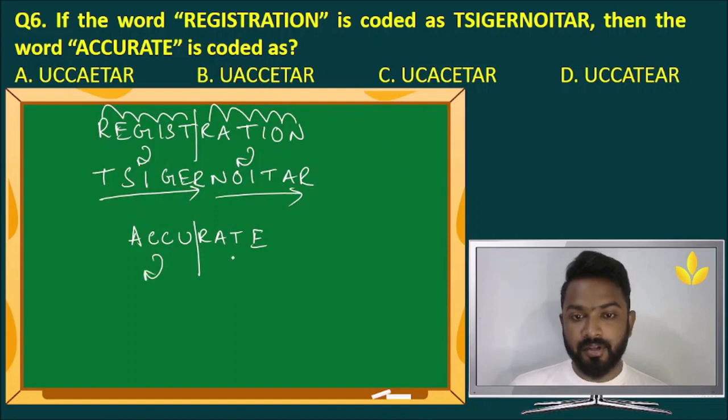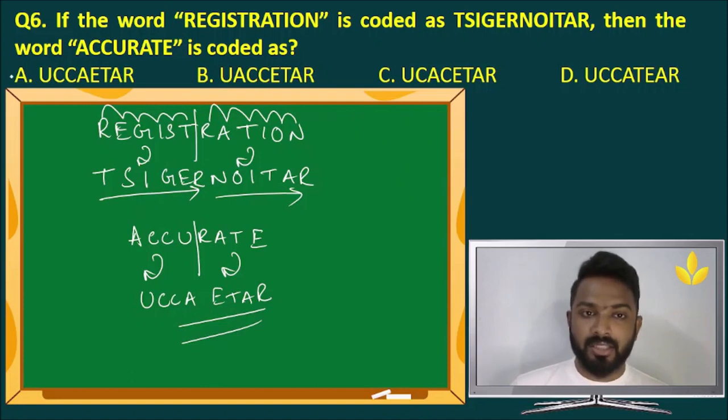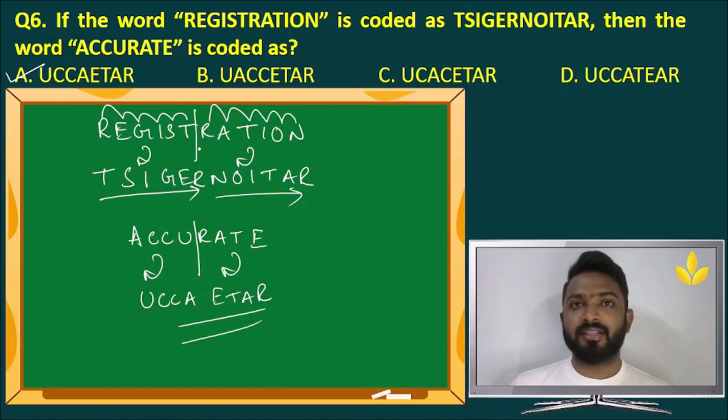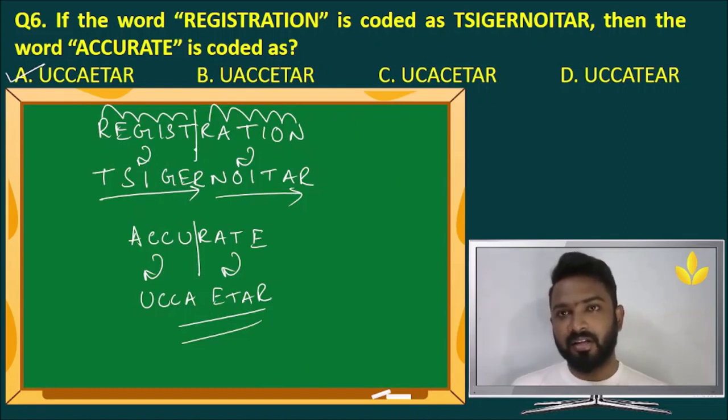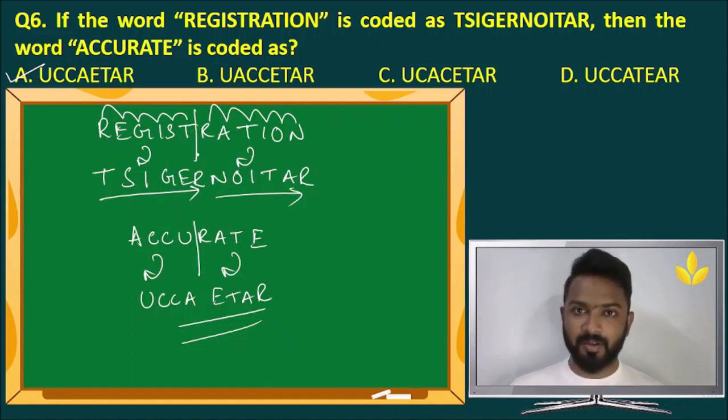Half, reverse, reverse. Reverse of ACCU is UCCA and RATE is ETAR. So the answer is A, UCCA ETAR. That's it. So the moral of the story is that sometimes the key will be plus something, minus something, or sometimes it will be the same letters but arranged using some kind of logic which you have to figure out. Okay.